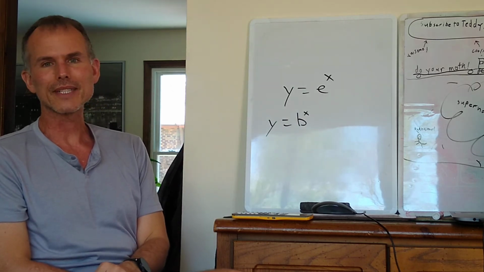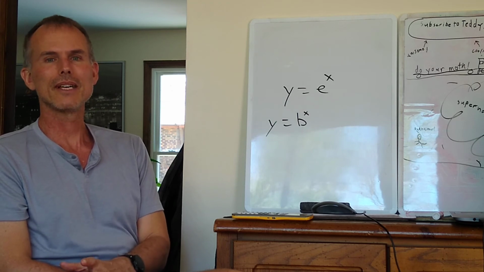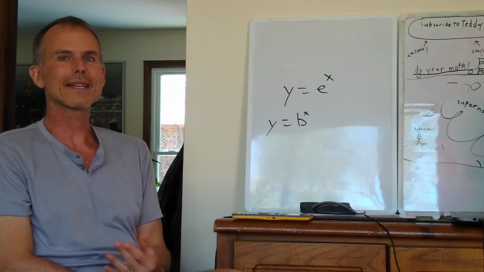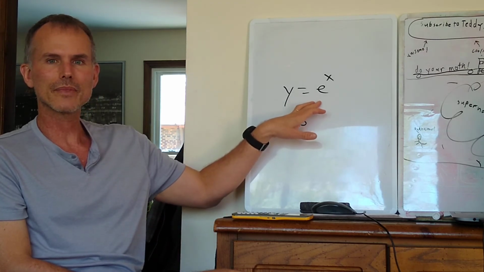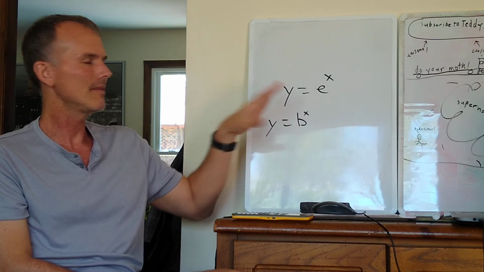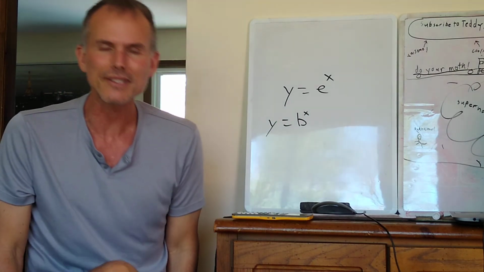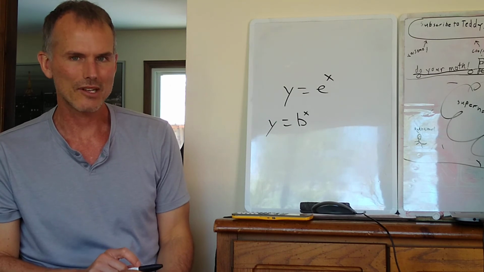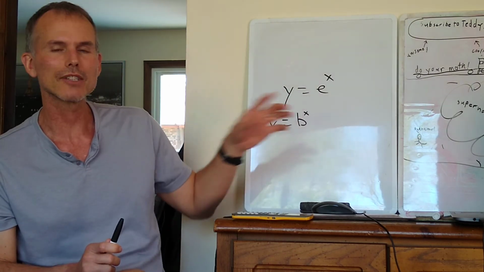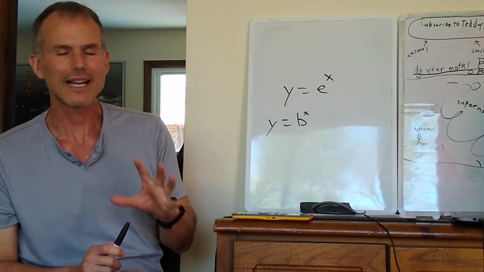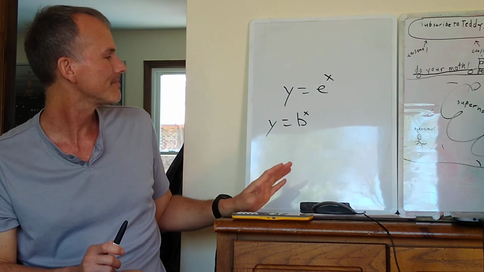Well, it turns out that the analysis of y equals e to the x is so much easier than y equals 2 to the x or y equals 4 to the x. And the reason has to do with calculus. This may not mean anything to you, but the fact that e to the x is its own derivative makes the analysis of this exponential function a lot easier than an exponential function with any other base.